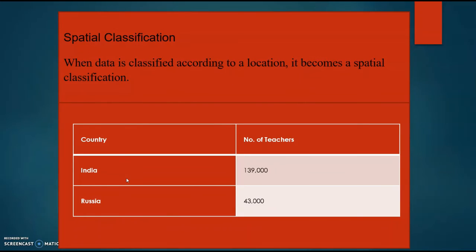The next one is spatial classification. When data is classified according to a location, it becomes a spatial classification. So, when the classification is done on the basis of a place, it is called spatial classification. The place may be a village or town, block, district, state, country, etc. So, children, look at this table. This is an example of spatial classification according to country, India and Russia.